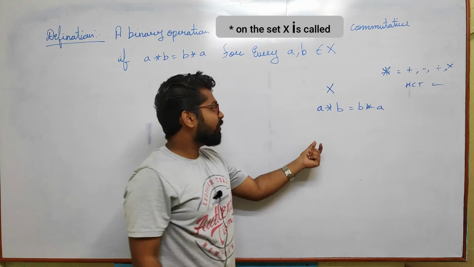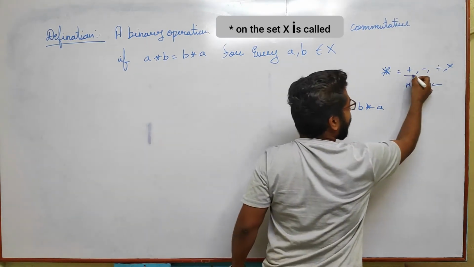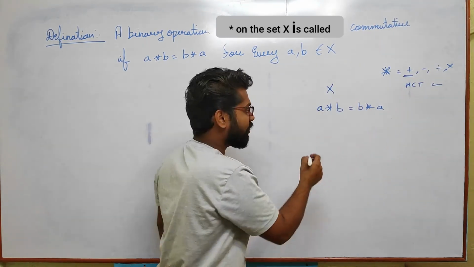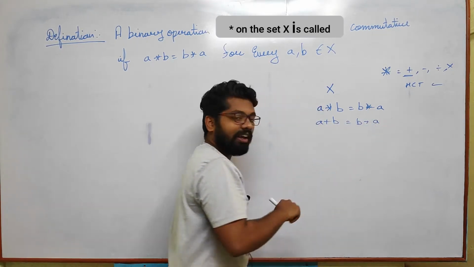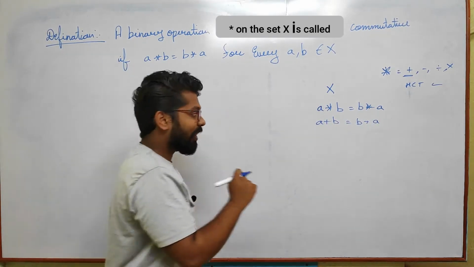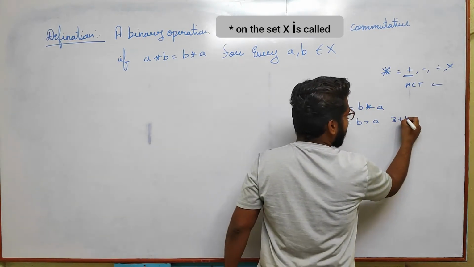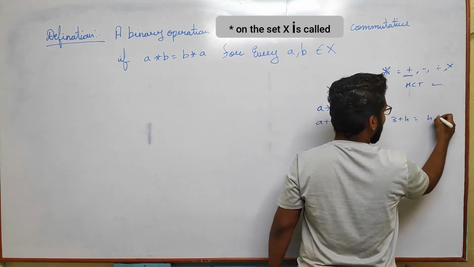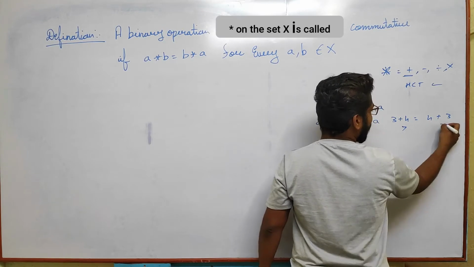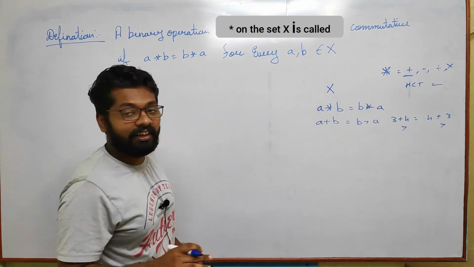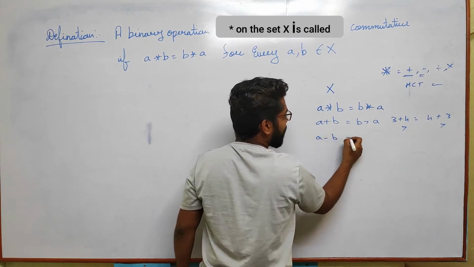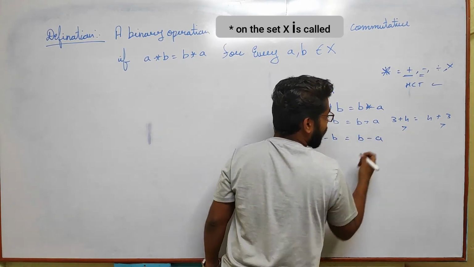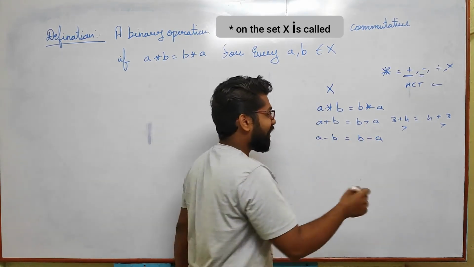Now if you observe, let us start with plus. A plus B is equals to B plus A. Is it true or false? True. Why? Because 3 plus 4 is equals to 4 plus 3. Both answers are 7, correct. Okay. Now let us check on minus. A minus B is equals to B minus A. True or false? False. Why is it false?